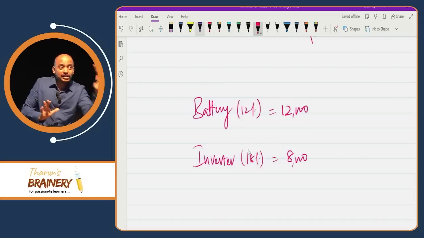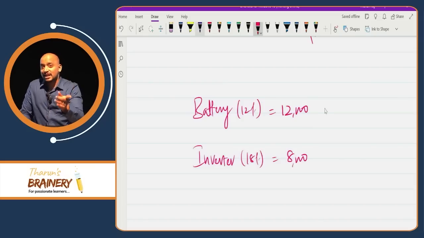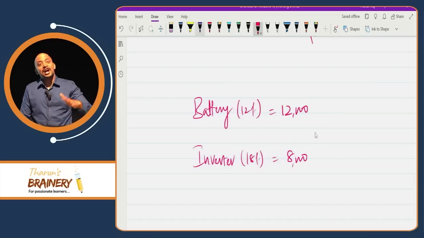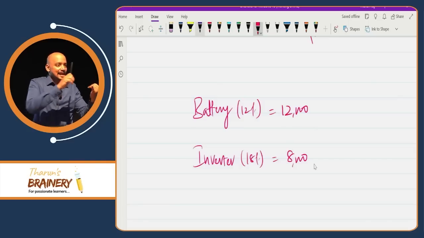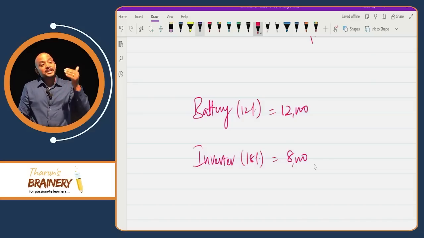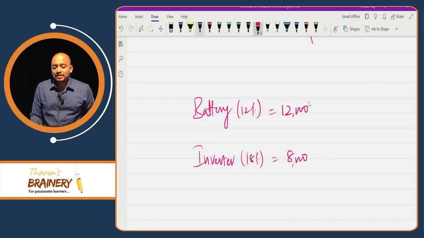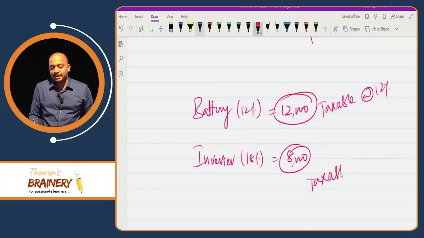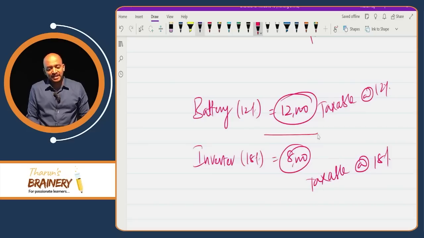Okay. When it is not a composite supply, then check is there a single price? No. A single price is not there. Then it is not even a mixed supply. It is neither composite supply nor mixed supply. Then what is it? Individual supplies, taxable accordingly. Means 12,000 is taxable at 12% and 8,000 will be taxable at 18%. Then whenever the price is given separately, it will be individual supplies, right?